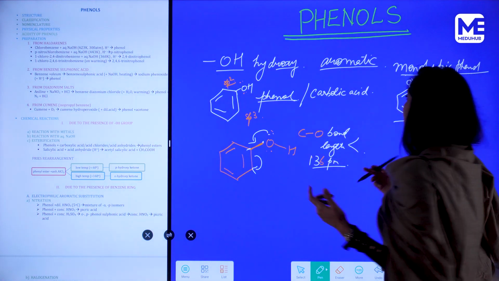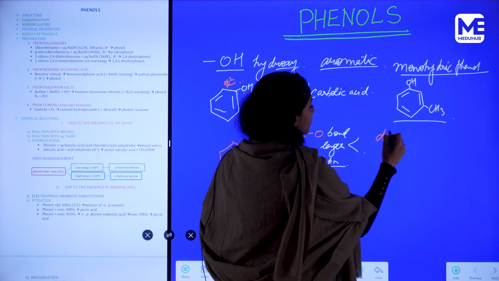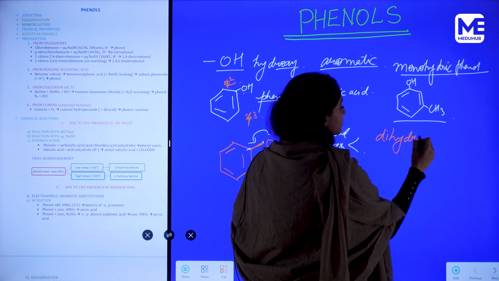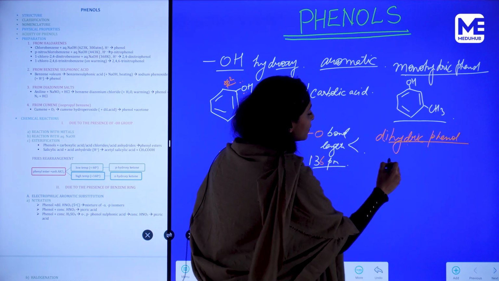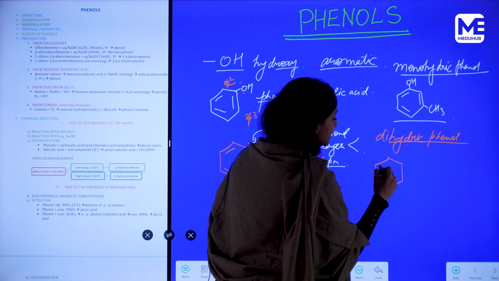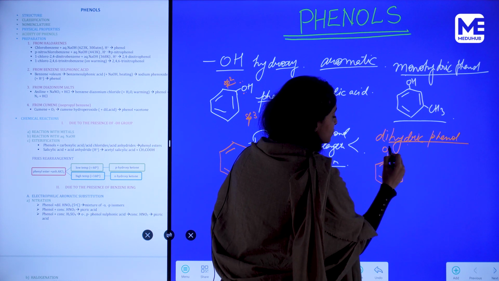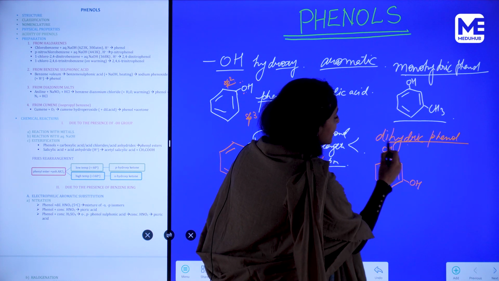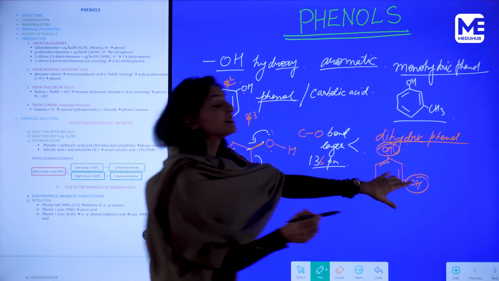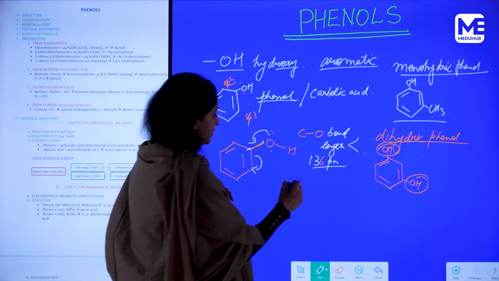The second category is a dihydric phenol. Dihydric phenols are when two OH groups are attached to the benzene ring. So, for example, one is here and the other one is here. When two hydroxy groups are attached, it's a dihydric phenol.